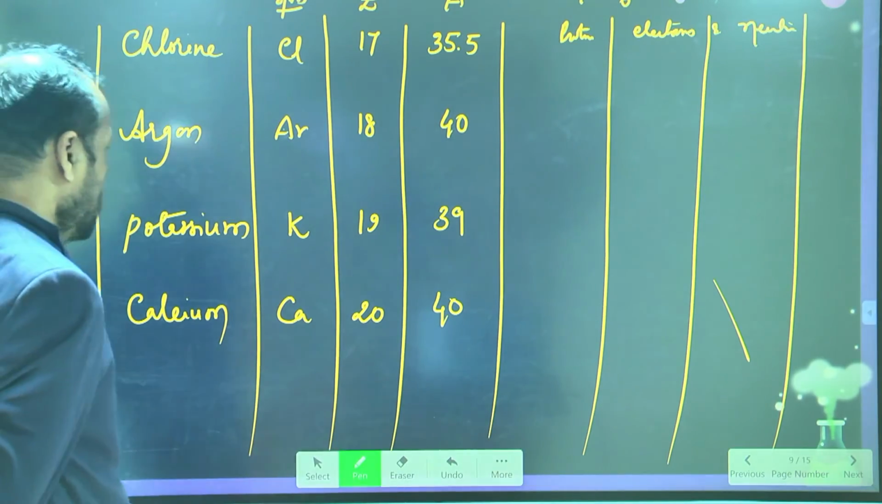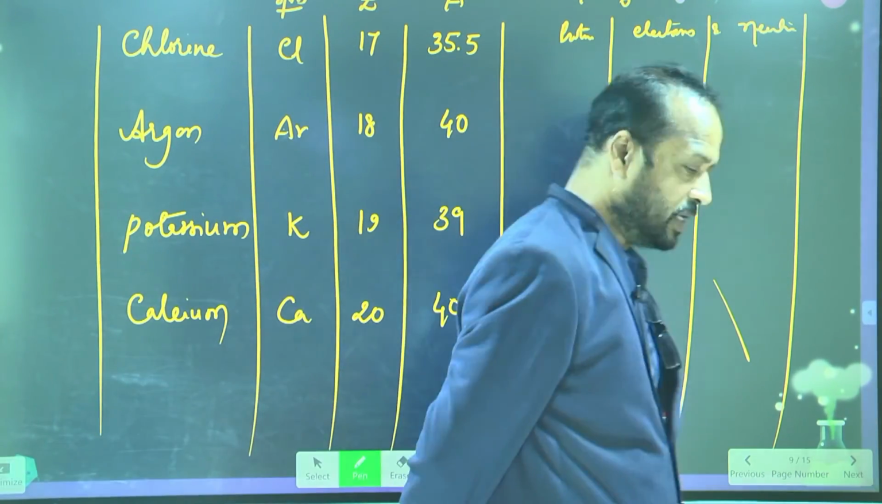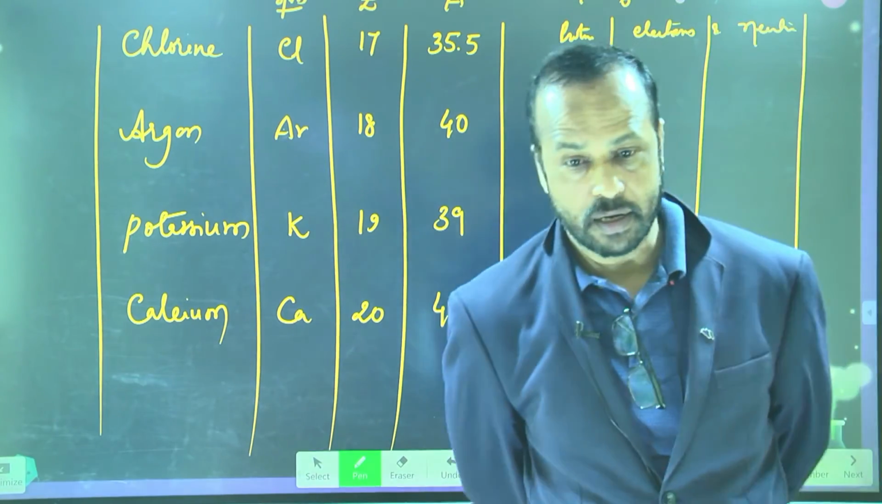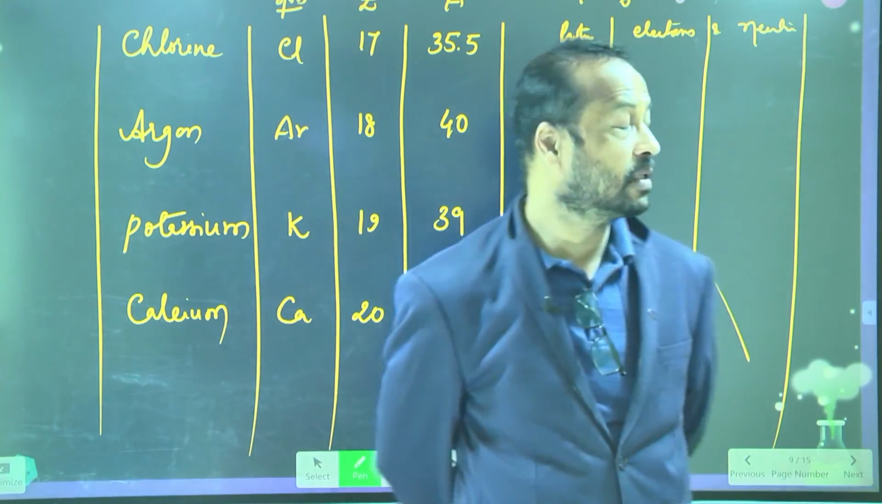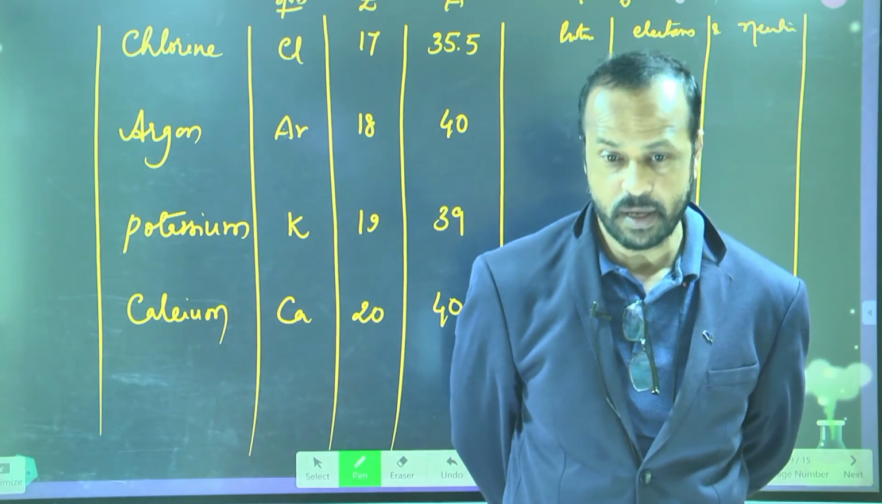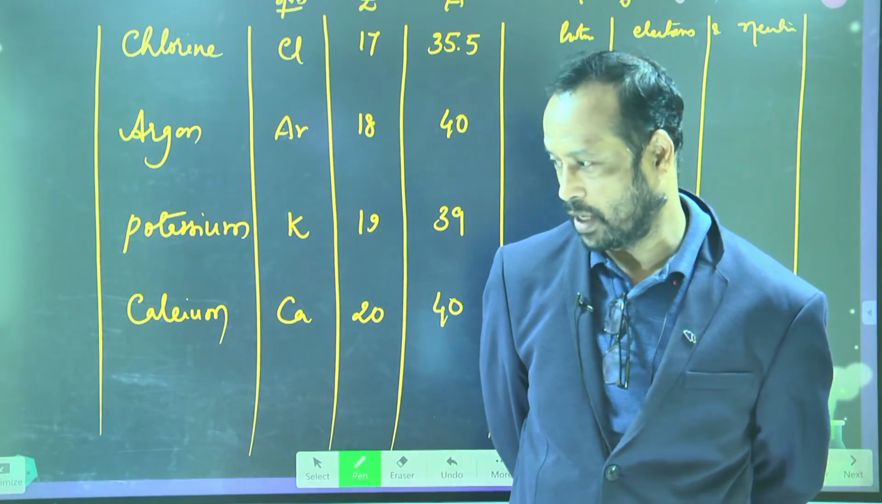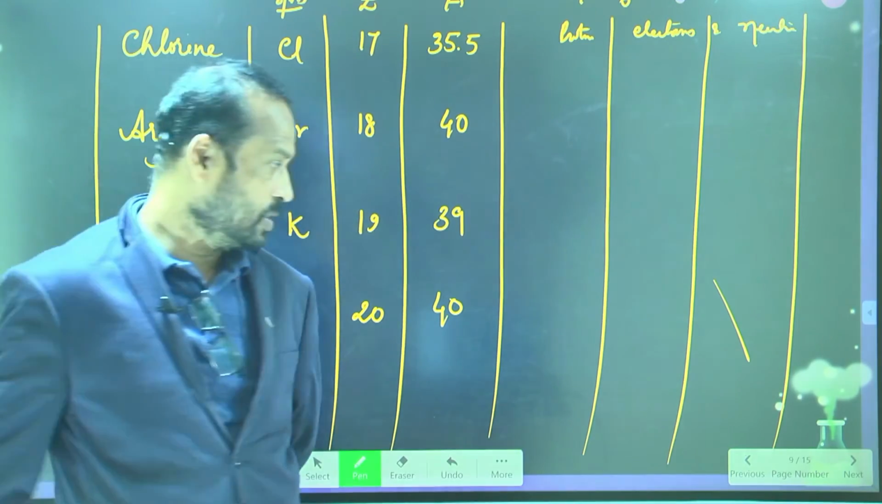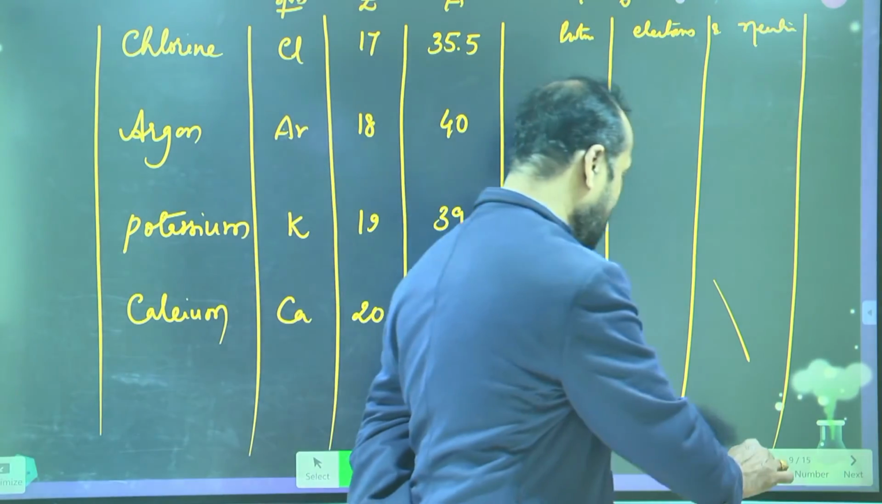Done? Right. So these first 20 elements, symbols, atomic numbers and mass numbers you have to learn, so that you will come to know how many protons, how many electrons, how many neutrons will be there in any atom. Okay. Now after this, the next topic I explained to you is valency. Do you know what is valency?